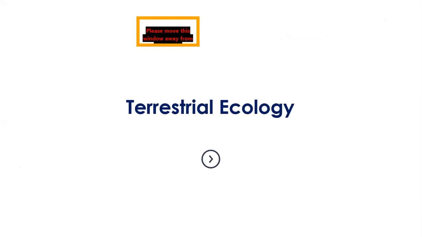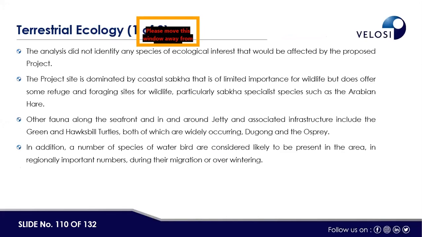Then we have considered the terrestrial ecology as well. Basically, we have again collected the information from previously conducted studies, the available literature, government websites, and the internet. So we have collected the information through these resources, and we have surveyed the site as well with respect to terrestrial ecology. The analysis did not identify any species of ecological interest that will be affected by the proposed project. The project site is dominated by coastal sabkha that is of limited importance for wildlife but does offer some refuge and foraging site for wildlife.